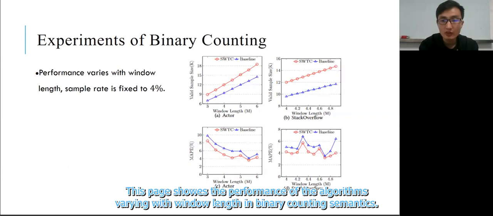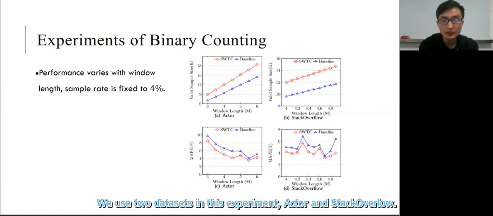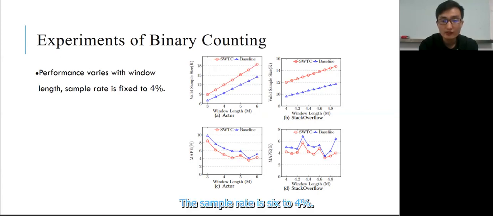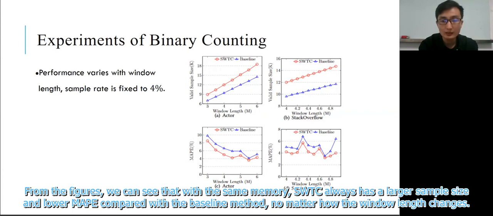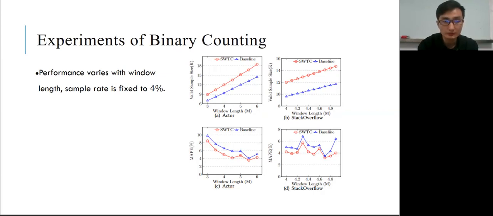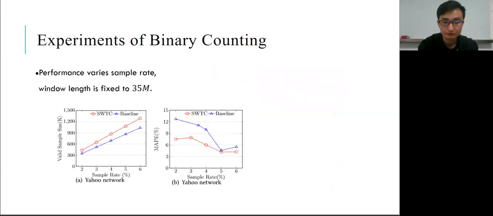This page shows the performance of the algorithms varying with window length in binary counting semantics. We use two datasets in this experiment: actor and stack overflow. The sample rate is fixed to 4%. From the figures, we can see that with the same memory, SWTC always has a larger sample size and lower MAPE compared with the baseline methods, no matter how the window length changes.